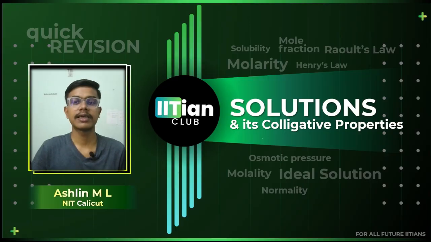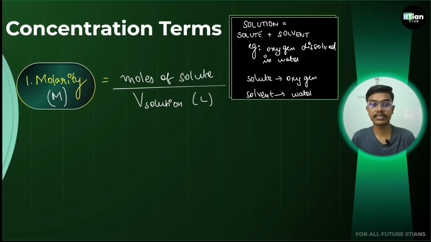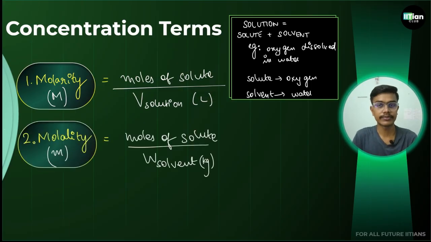The first topic in this chapter is concentration terms. The three important concentration terms are molarity, molality, and mole fraction. Molarity is number of moles of solute divided by the volume of solution in liter, mind the units, okay? And molality, denoted by small m, is the moles of solute divided by the weight of the solvent in kilograms.